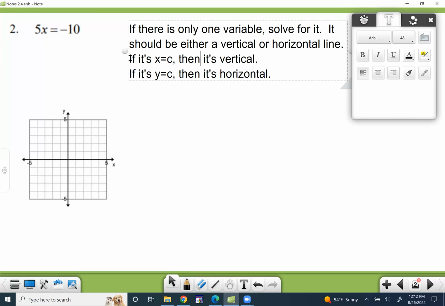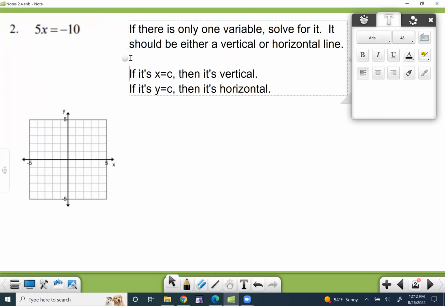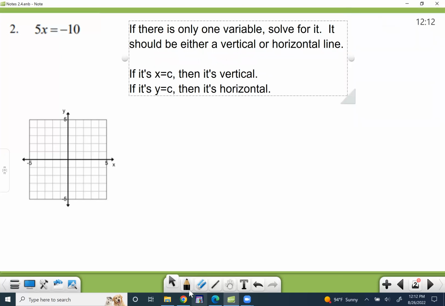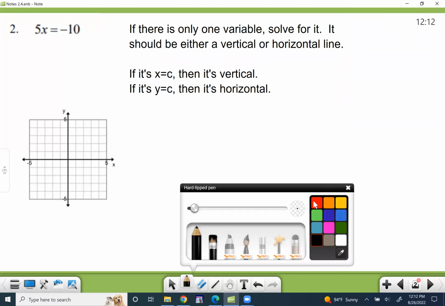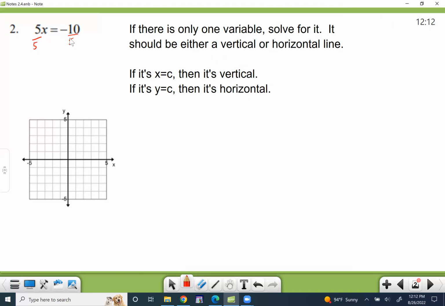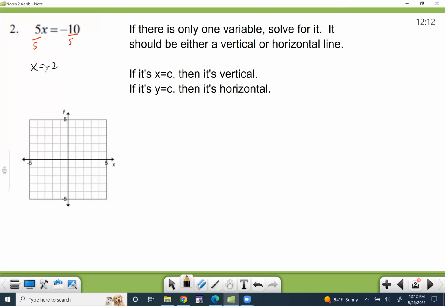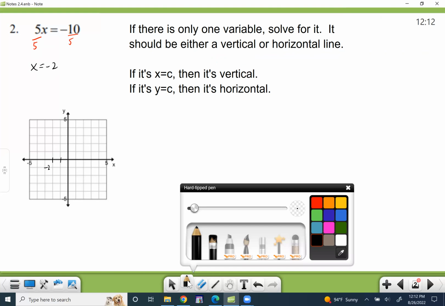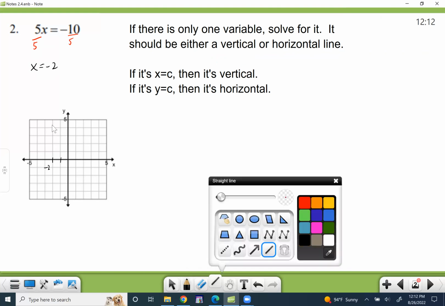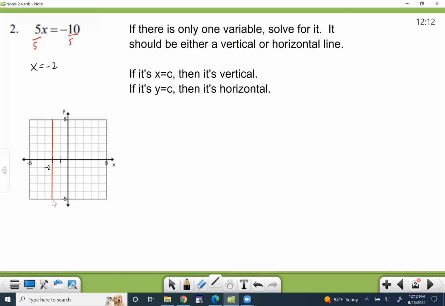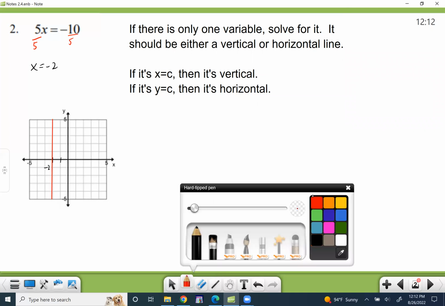I'm going to put some space to really emphasize this piece right here. If we solve for the variable, just like you guys have been doing all class, so you're really good at it by now, we're dividing by 5, and so we get x equals -2. I'm going to go to where x equals -2. There's -1, -2. Write it off to the side here. This is going to be a vertical line going through x equals -2.